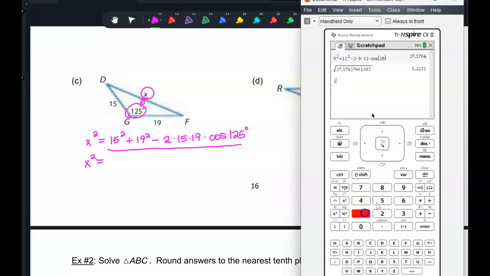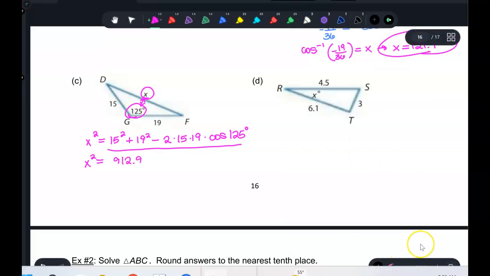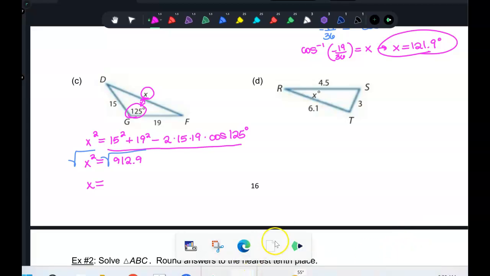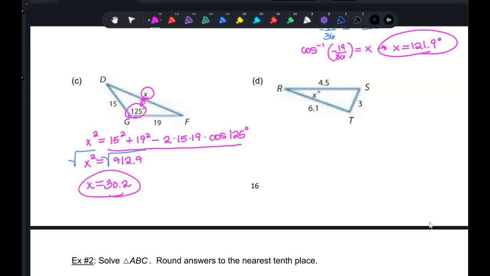So I have 15 squared plus 19 squared minus 2 times 15 times 19 times cosine 125. Okay, so I get about 912.9. Again, it doesn't have to be perfect because we are ultimately just going to take the square root of that answer that we had on our calculator. So I'm going to do control x squared, control negative, and we get about 30.2.